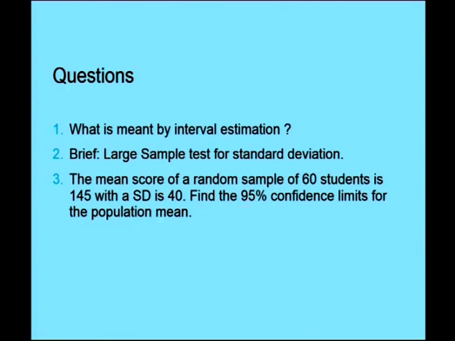The mean score of a random sample of 60 students is 145 with a standard deviation of 40. Find the 95% confidence limits for the population mean.